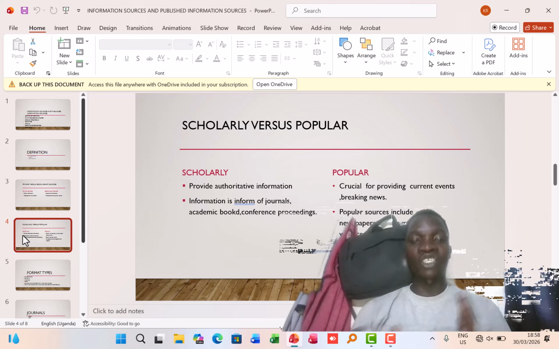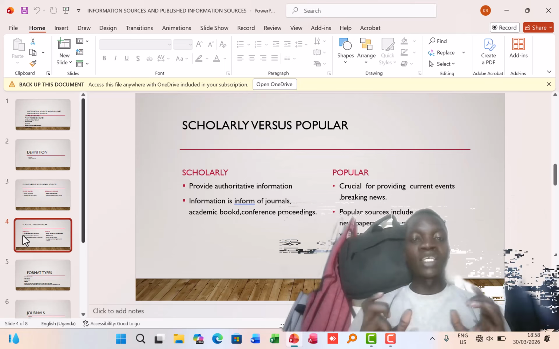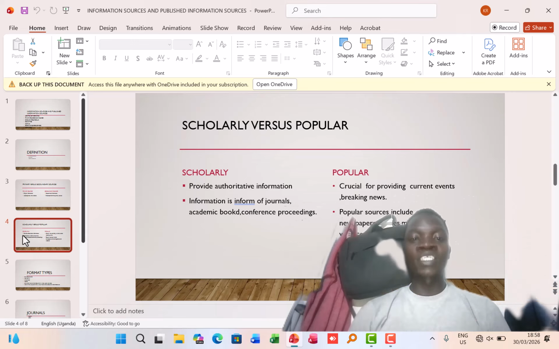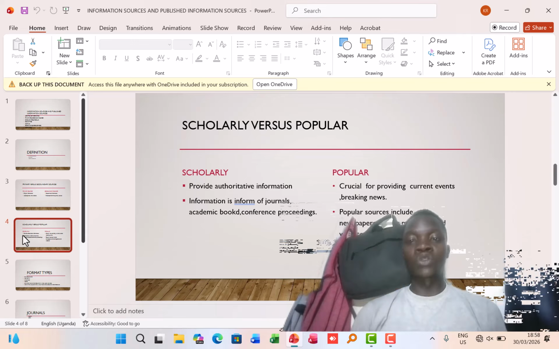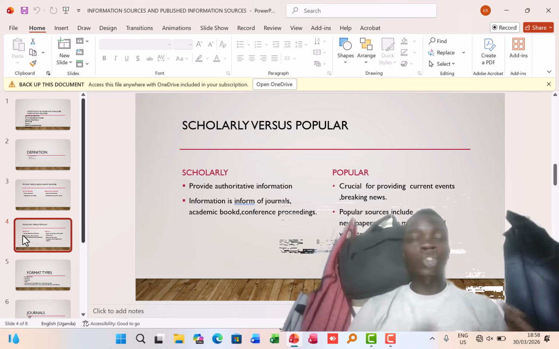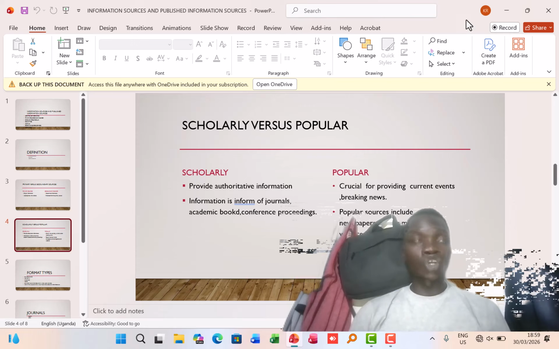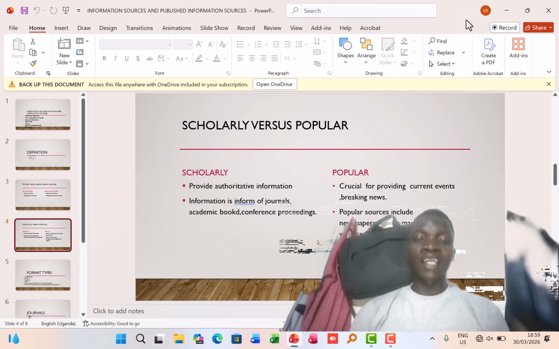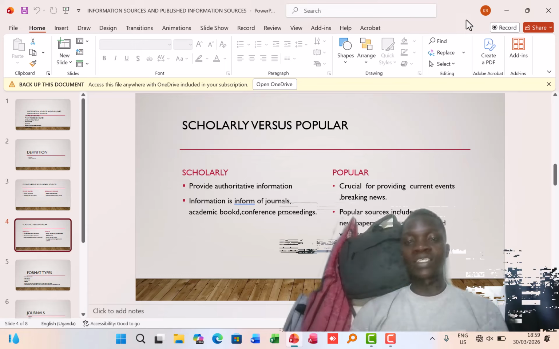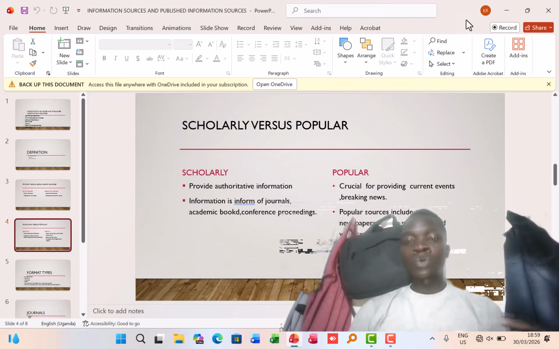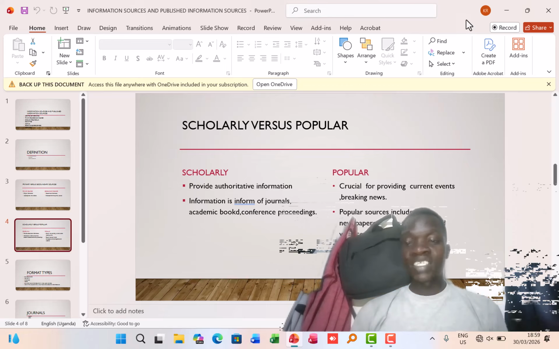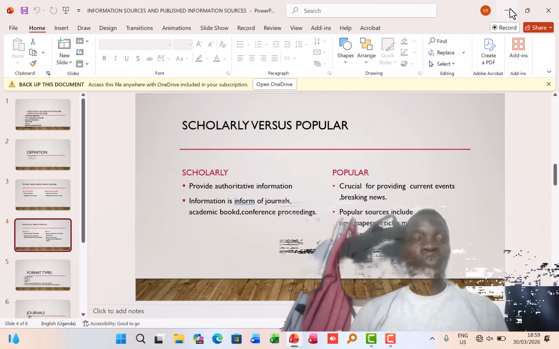Also scholarly versus popular. Scholarly sources provide authoritative information, whereas popular sources are crucial for providing current evidence and breaking news. In scholarly, information is in the form of journals, academic books, and conference proceedings, whereas the popular sources include newspapers, articles, magazines, websites, and so forth.